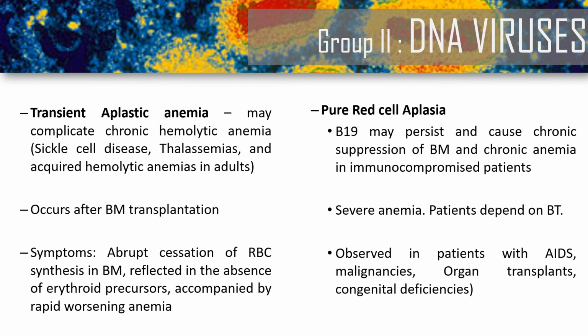Pure red cell aplasia naman, class, your parvovirus B19 may persist and cause chronic suppression of your bone marrow and chronic anemia in immunocompromised patient. For severe anemia, patient depends on blood transfusion. Observed in patient with AIDS, acquired immunodeficiency syndrome, malignancies, organ transplant, and congenital deficiencies.